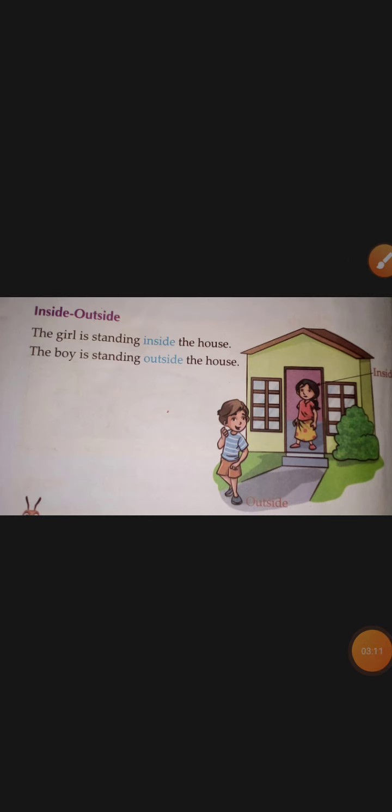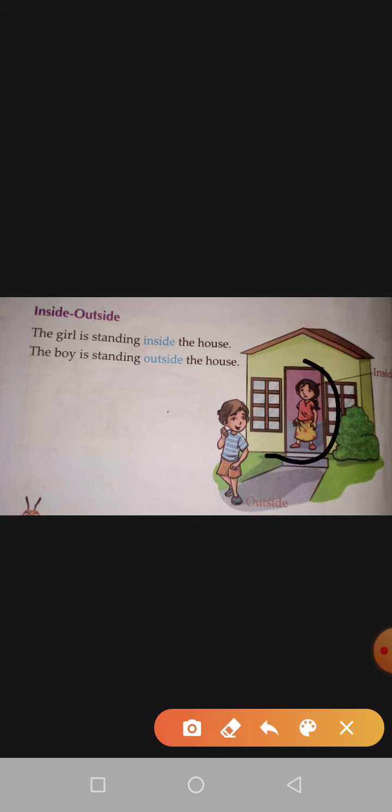Look at this picture. The girl is standing inside the house. See the girl. And the boy is standing outside the house.